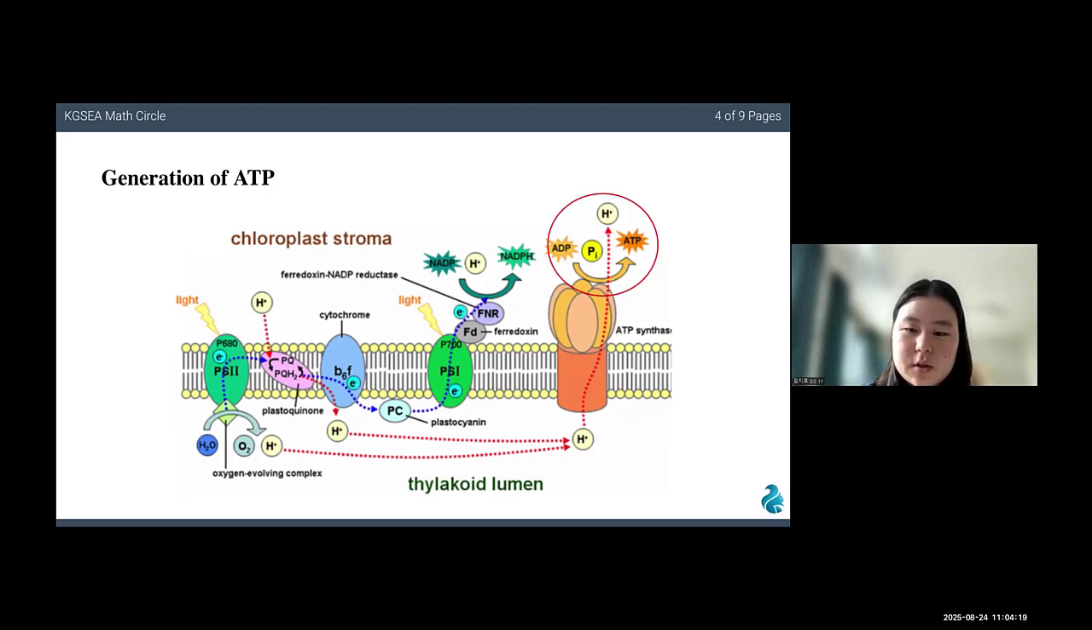Let's now take a closer look at how ATP is generated. This occurs through a process called chemiosmosis. In this process, sunlight provides energy that pumps protons or hydrogen ions across the thylakoid membrane. These protons then flow back through an enzyme known as ATP synthase. As they pass through, the enzyme uses their movement to create ATP from ADP. In this way, the energy from sunlight is captured and stored in the bonds of ATP molecules.